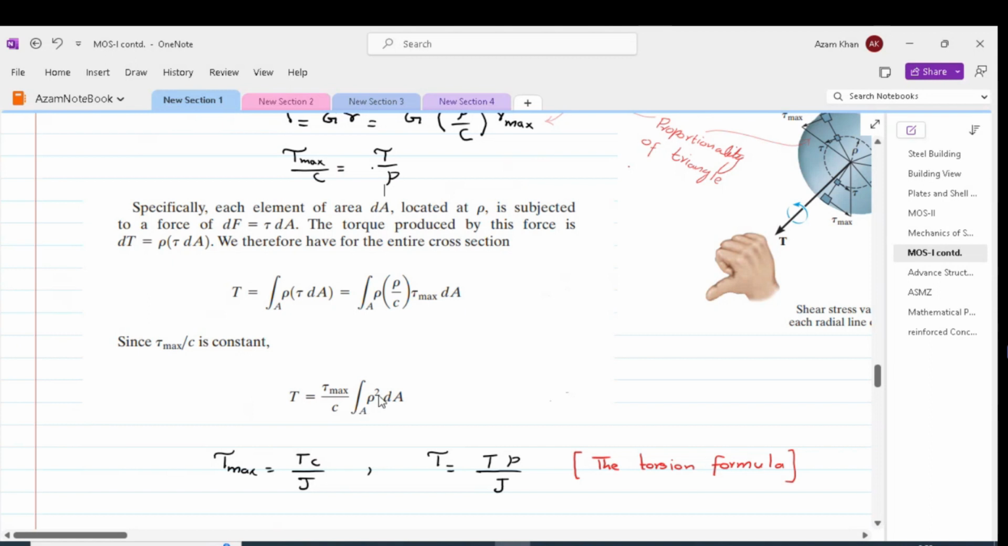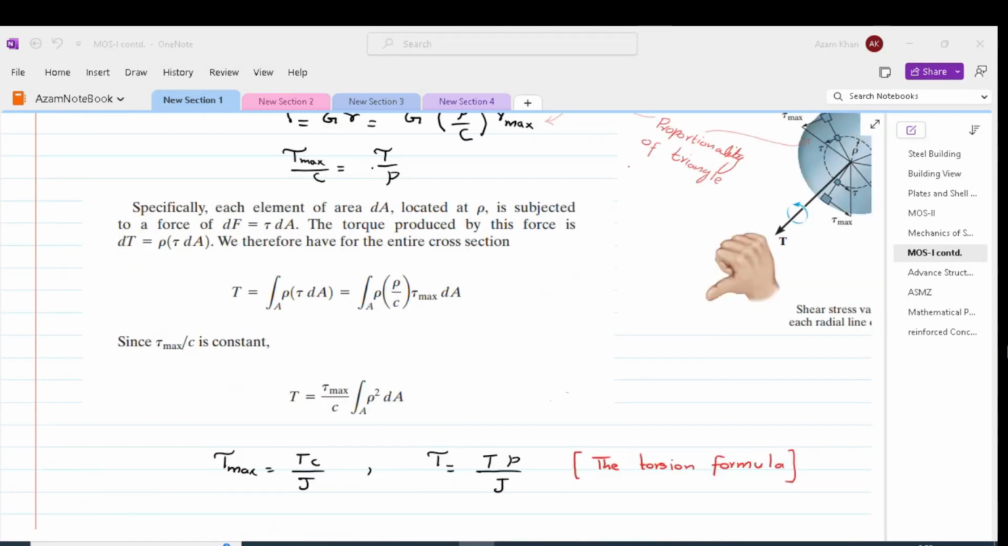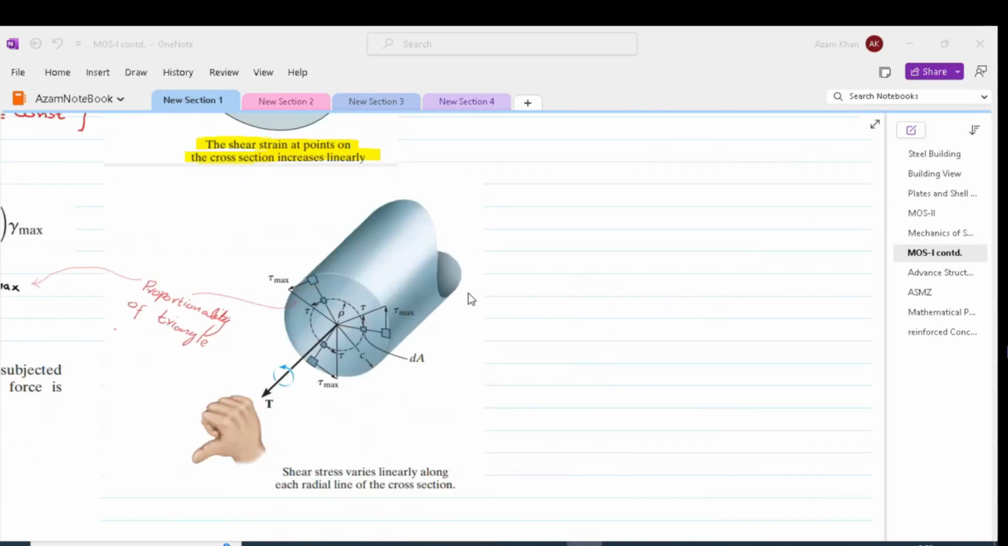The integral of rho square dA is called the polar moment of inertia. The polar moment of inertia describes the distribution of an object's area with respect to an axis perpendicular to its plane. Please note that the polar moment of inertia is of the shaft cross-sectional area about the longitudinal axis.